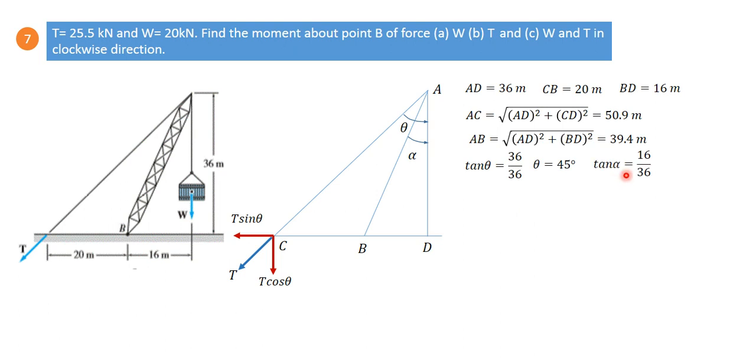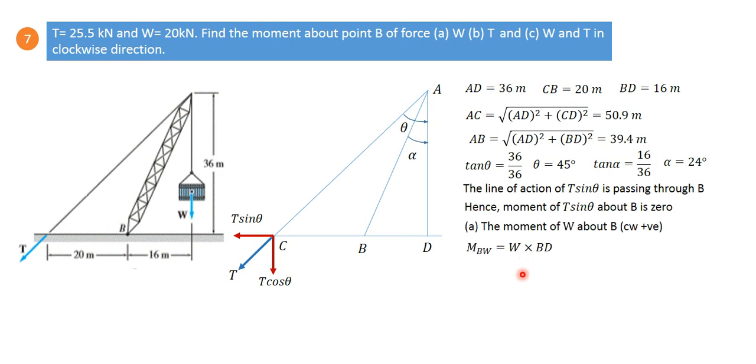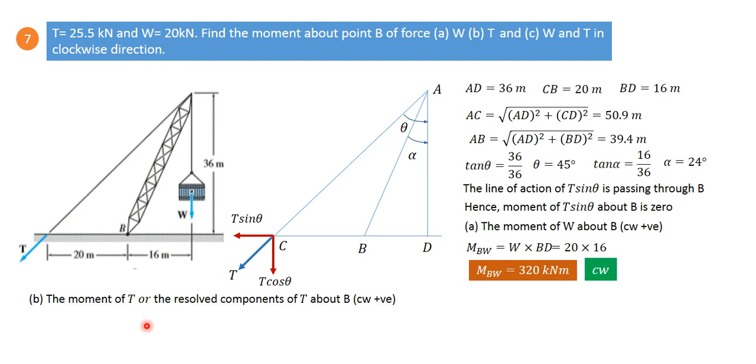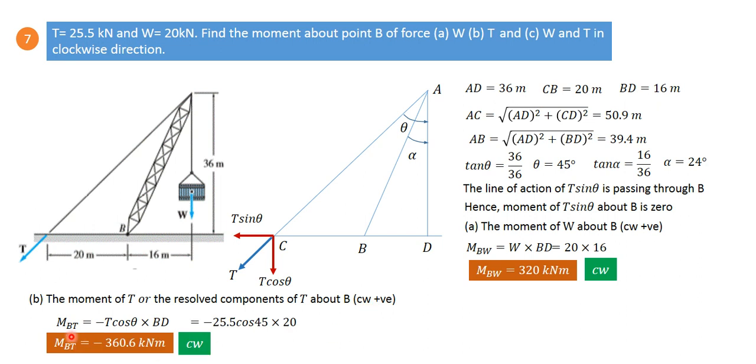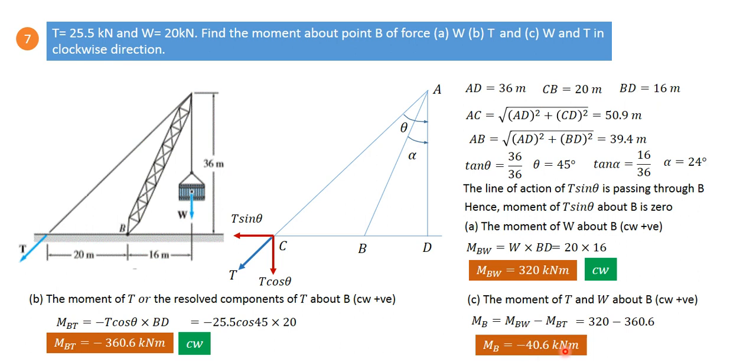We have calculated the tan alpha angle as well, though it may not be required here. So then we can find these values. As we have to write the answers in the clockwise direction, we will be using clockwise as positive in all three cases. So this value will be negative, with a negative sign, and similarly this value for T and W. So this is how we can solve this problem.